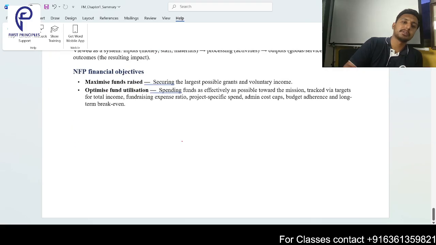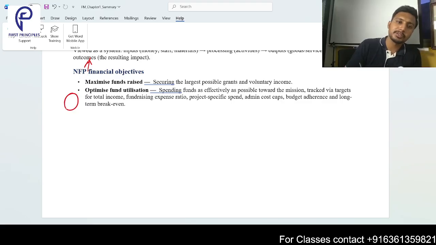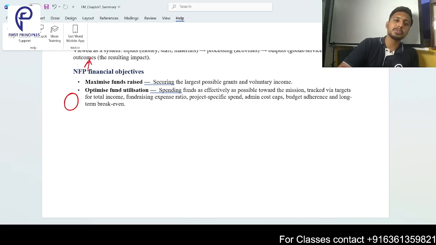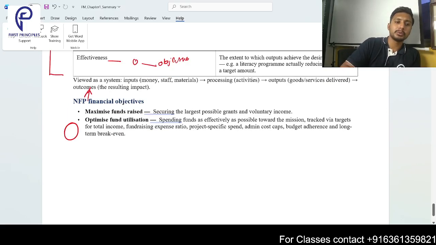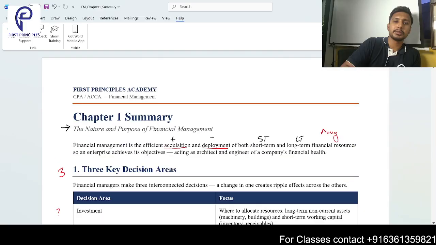Next, NFP financial objectives. First thing is maximize the funds that you're raising. Right? Whatever money you have raised, try to maximize, use everything, and have zero wastage. Optimize fund utilization. Maximize how much you can raise. Once you've raised, ensure there is no wastage. So that is all about the summary of our chapter 1.